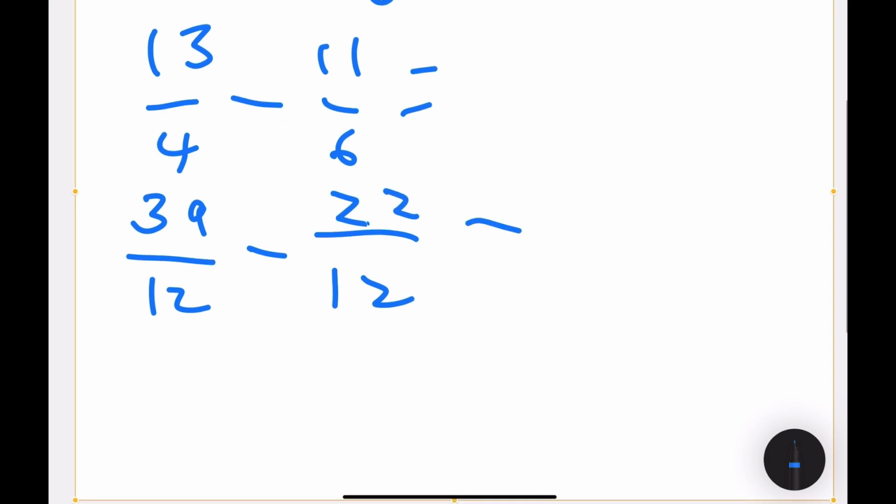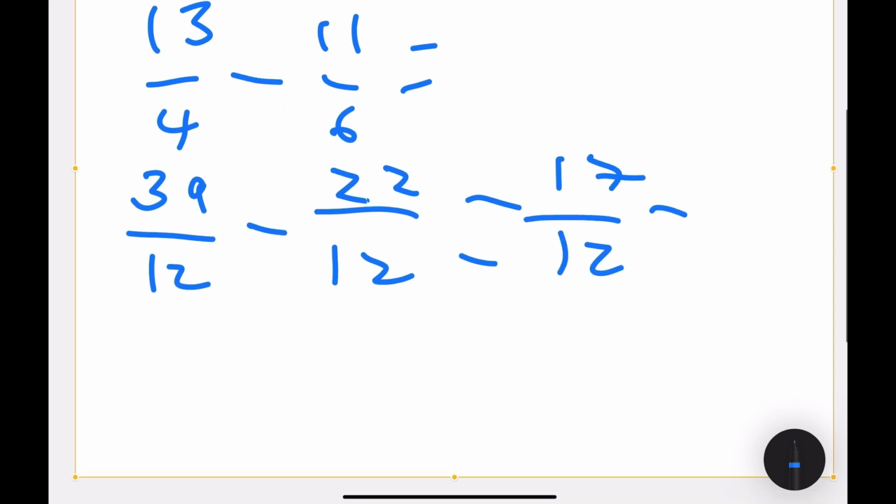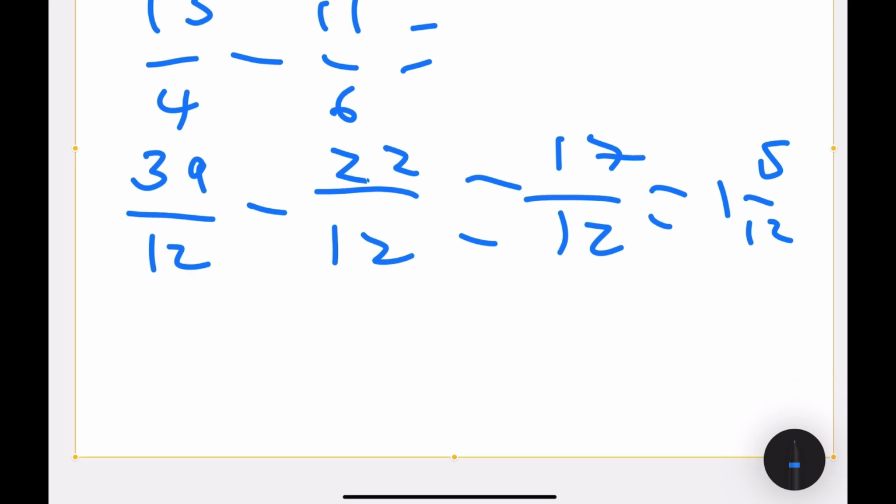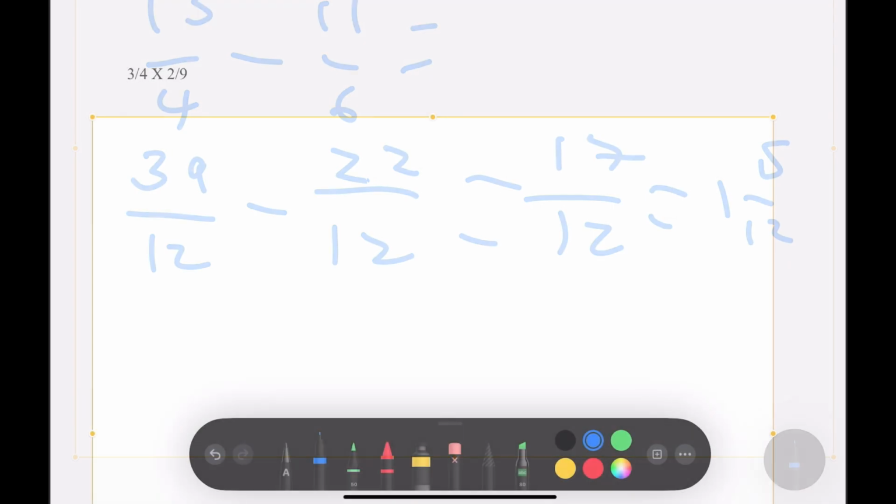So now we just subtract as usual. 39 minus 22, that is equal to 17. So it'll be 17 over 12. Now let's turn this into a proper fraction. So it'll be 1 and 5 over 12. I worked this out by doing 17 minus 12, which is 5. So we know after getting one part we have 5 left over, so it'd be 1 and 5 over 12.